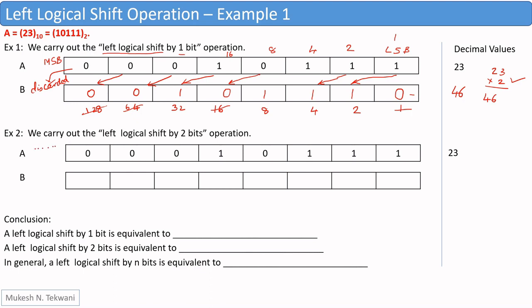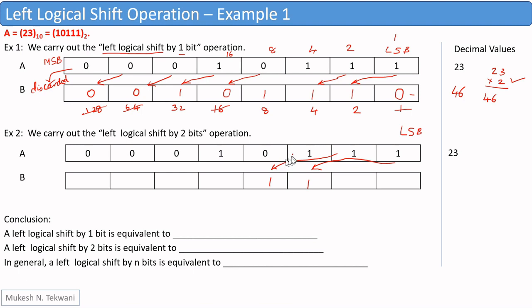Let us take the next example where we carry out the left shift by 2 bits. So we have the same number, 000101111. We know its decimal value is 23. Now we will shift this by 2 bits. So here is our least significant bit. This least significant bit, we will shift it by 2 positions to the left. It comes here. The next bit will come here. This bit is transferred to the next position, 2 bits to the left.